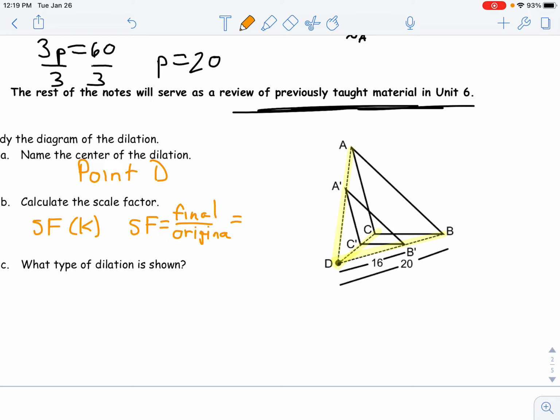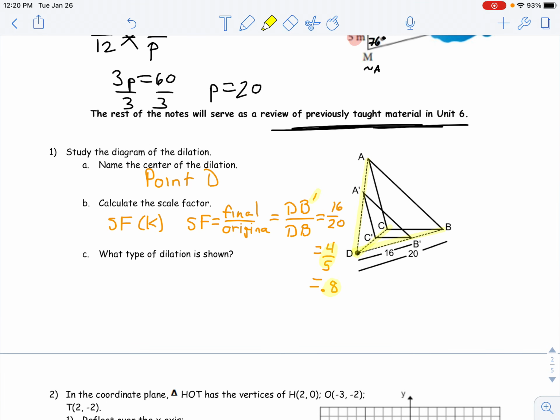And just to emphasize things, the final deals with prime notation. So let's look from D to B prime. That's how I know that's the final one, and the original one has no primes, or these tick marks, right? This tick mark, apostrophe, prime, whatever you want to call it, that's what I mean. And in this particular case, it's 16 over 20, which reduces to 4 over 5, or 0.8. All right, 4 over 5 is acceptable, 0.8 is acceptable. Maybe you just need to read the directions to tell you how to leave your final answer.